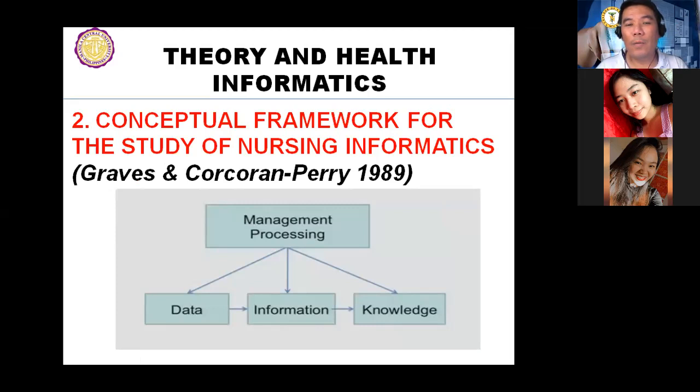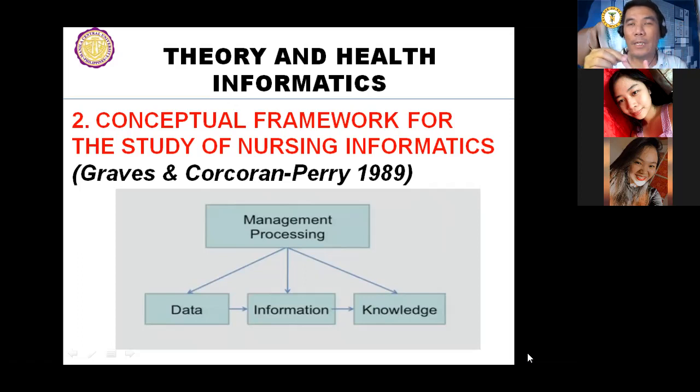in 1989, to study nursing informatics, the concepts of data, information, and knowledge were used, but it already integrated the management involved. That is why data, information, and knowledge in 1989 give us the idea that when you process data, information, and knowledge, it must be systematic. So it must have a plan, it must be organized, it must have direction, and it must be evaluated. So that is what we call management.